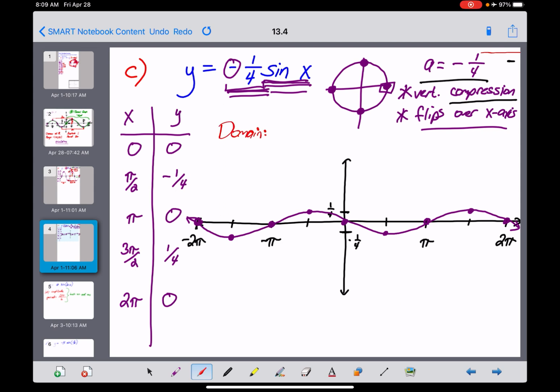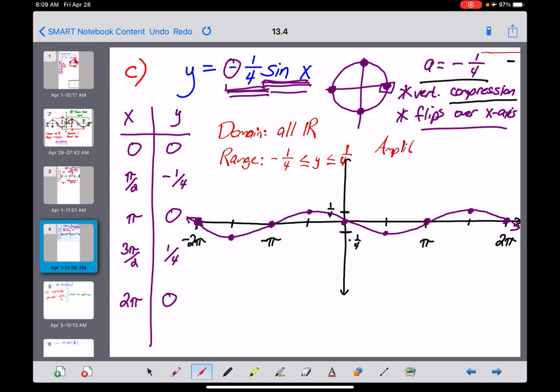Real quick, let's finish this one up, guys. Domain. Set of all x values is, again, all real numbers. And by the way, I hate to ruin the suspense. That'll be the domain for every sine function you ever graph. Range. This one is limited right now. The minimum value is negative 1/4. The maximum value is positive 1/4. So negative 1/4 is less than or equal to y, which is less than or equal to positive 1/4.